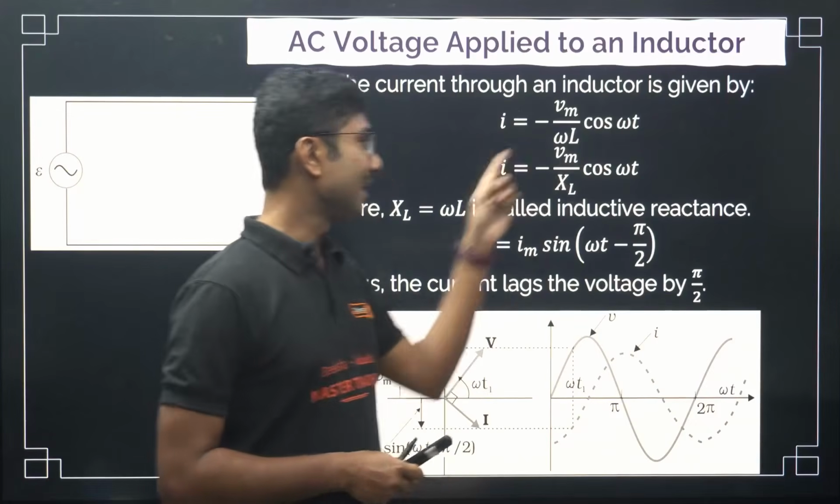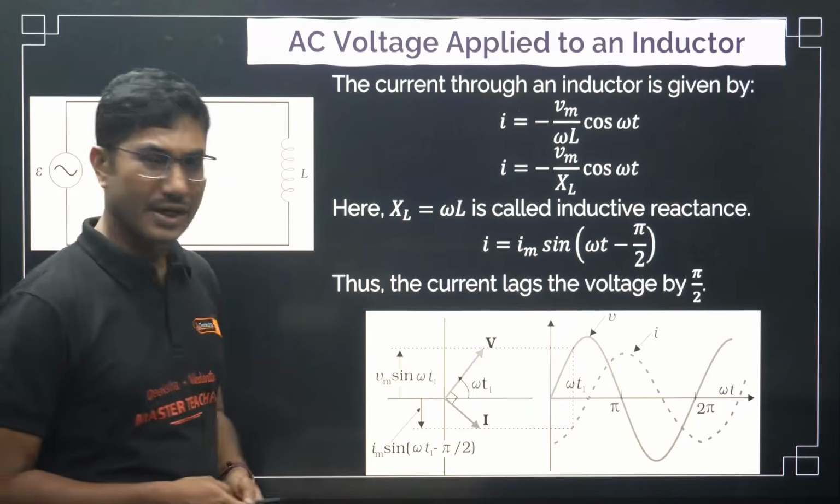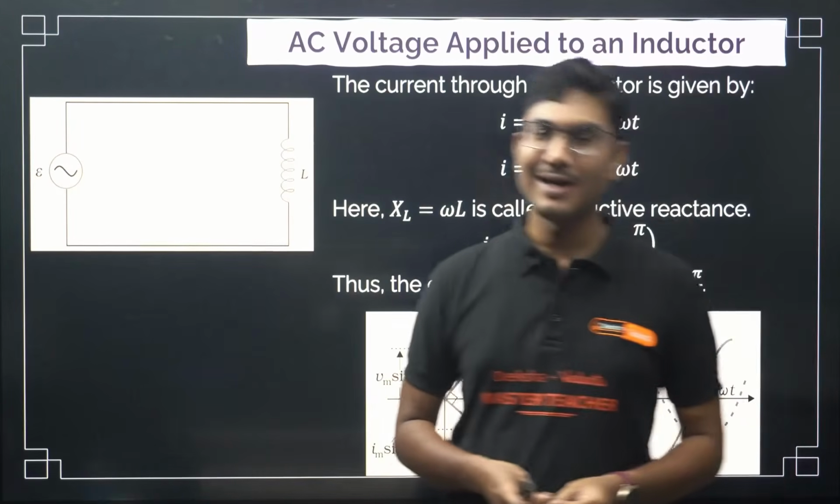What is this XL? This XL, which equals omega L, is called inductive reactance. It is called inductive reactance. It is like resistance.